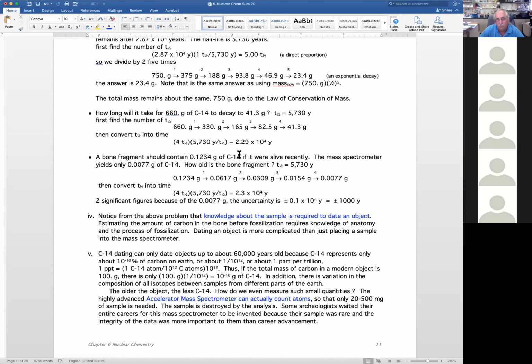So the reason why I wrote this problem here is because I want you to realize something. Can a chemist with a mass spectrometer just grab something and then figure out how old it is? The answer is no. Look at this. A bone fragment should contain that many grams of carbon-14. How the heck would you know that? And what do you guys know about bones?